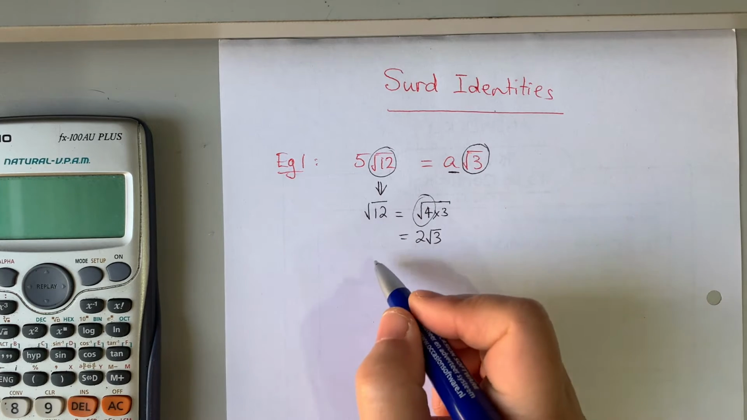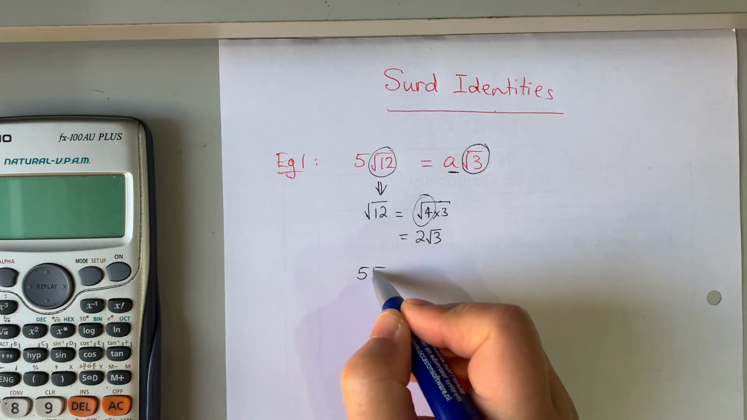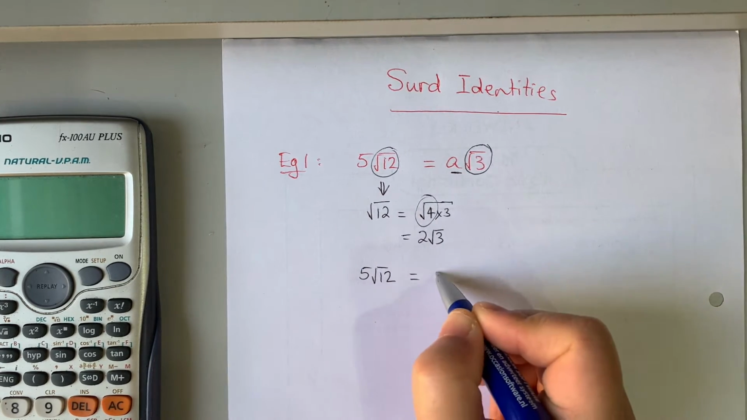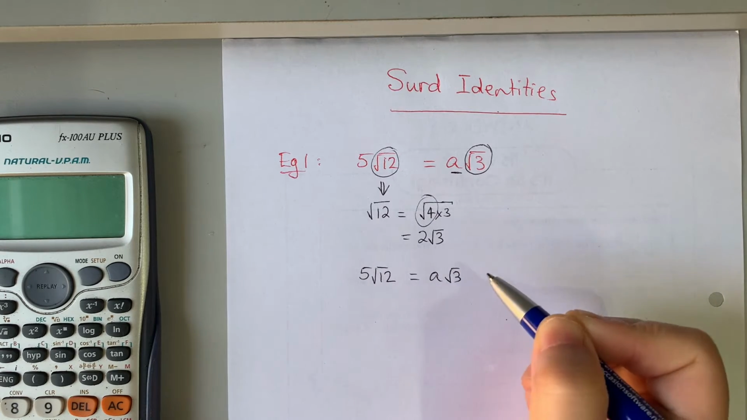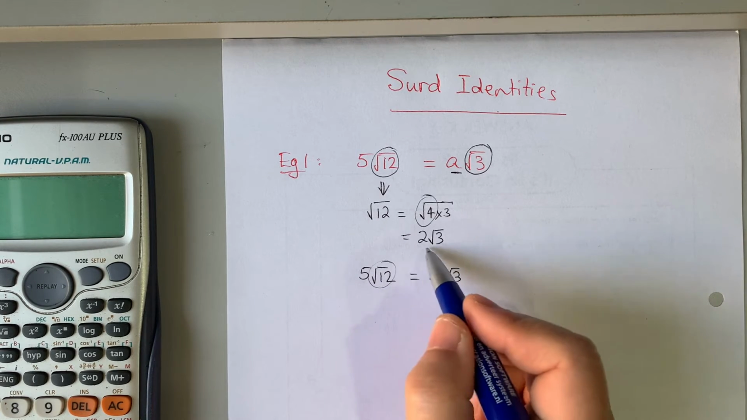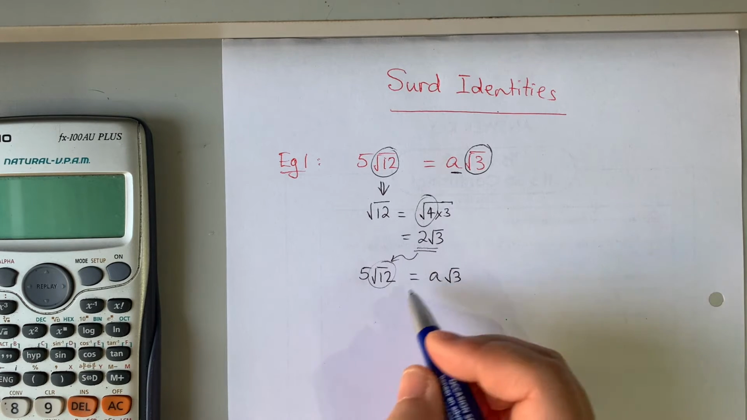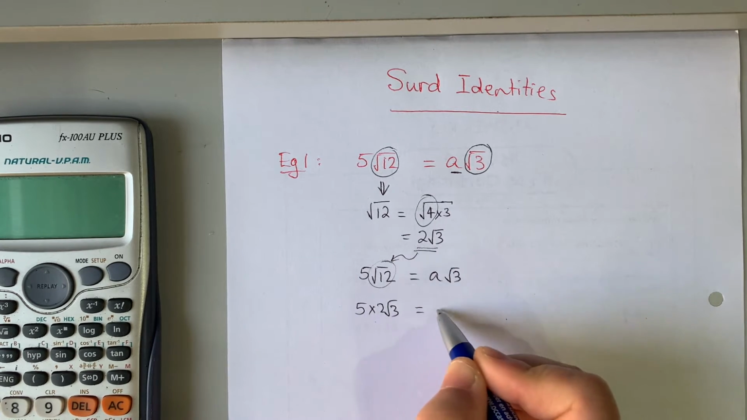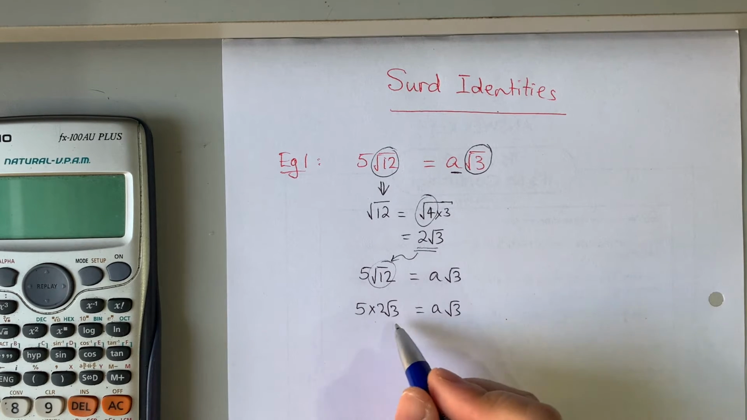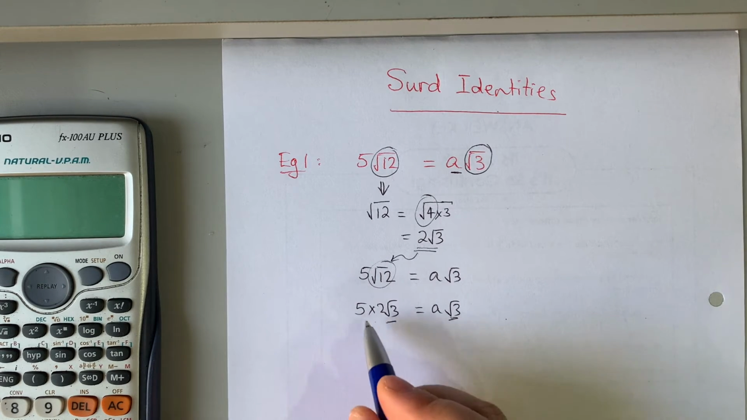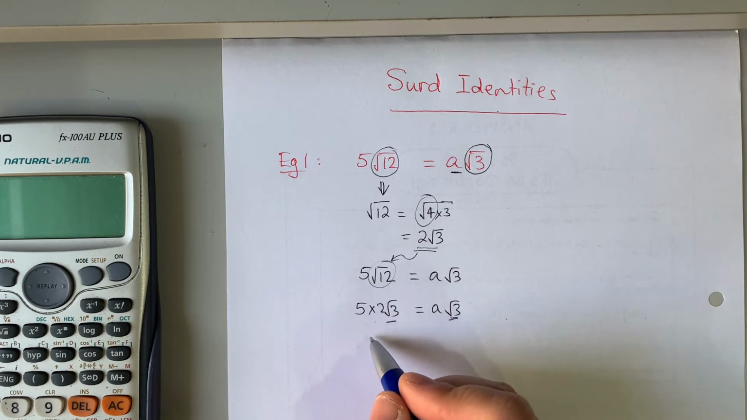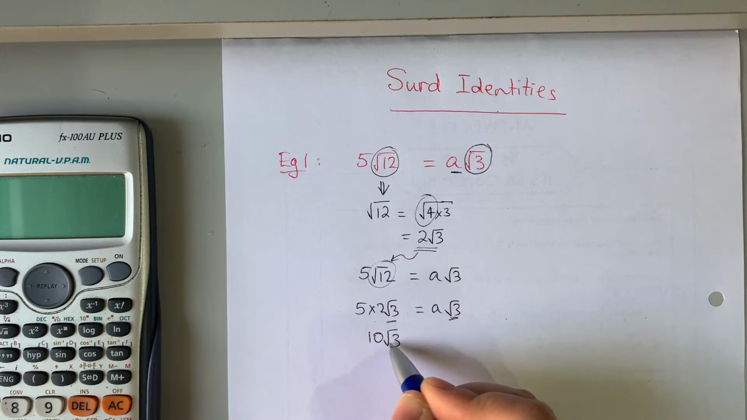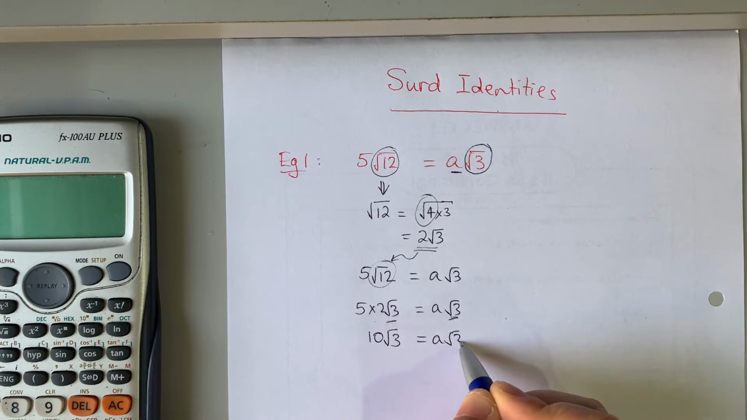So let's put them all together. 5 root 12 is equal to a root 3. Now we know root 12 is 2 root 3. So let's put that in there. 5 times 2 root 3 is equal to a root 3. Good. So now we've got that root 3 there. 5 times 2 will be 10. 10 root 3 is equal to a root 3.